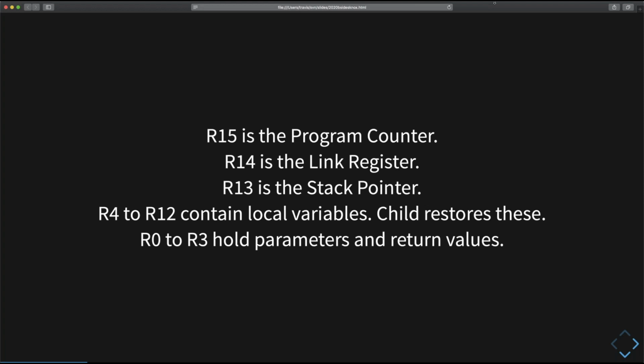R14 is the link register. R13 is the stack pointer, and then your local variables fit between R4 and R12. And it's the child's responsibility to restore these before returning to the parent. While registers 0 to 3 hold parameters and return values, and anytime you call another function, the child can clobber those and not fix them on the return.